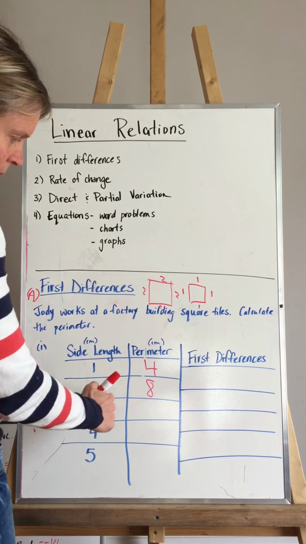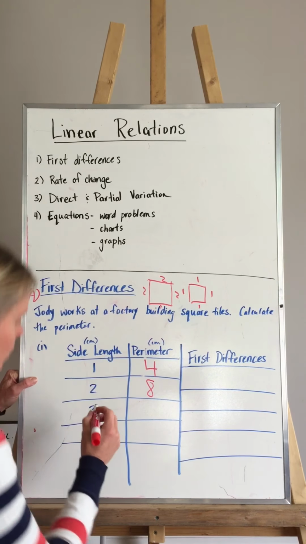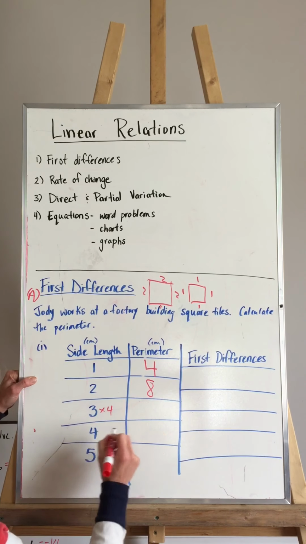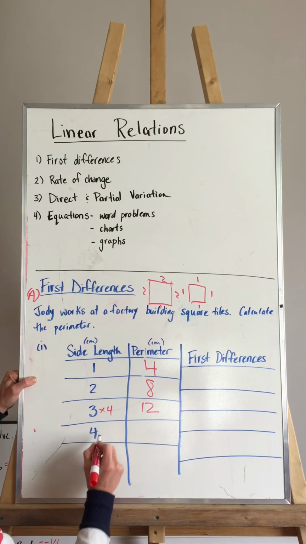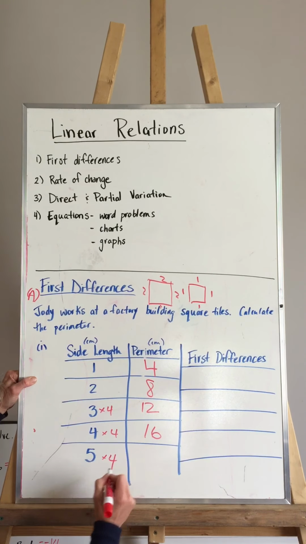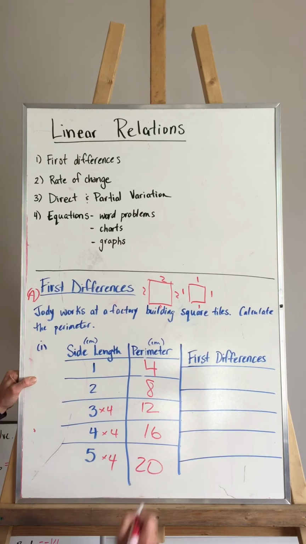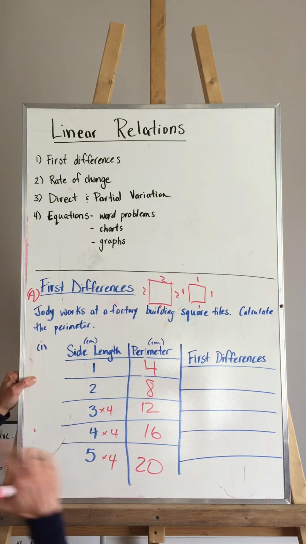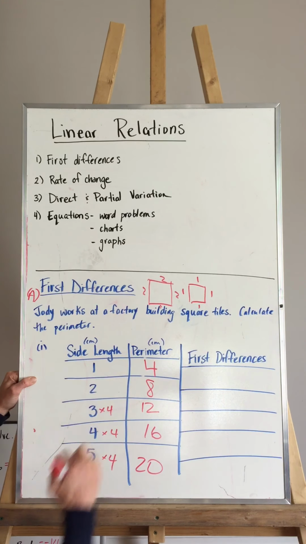If it was 3, 4 sides, right? So we could just times this by 4. So 3 times 4, that's 12. 4 times 4, that's 16. And 5 times 4 sides is 20. So there, that's what our perimeter looks like as the side length goes up by a centimeter.